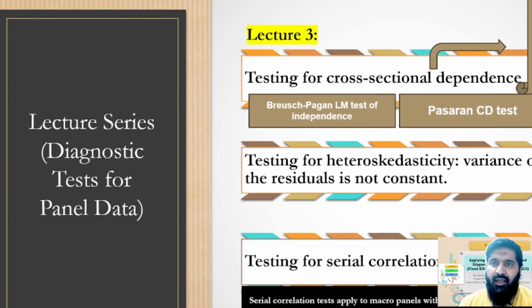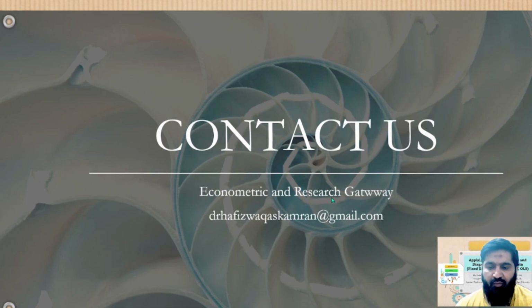So again, I repeat, today we are going to discuss how we can check for cross-sectional dependence. Later on, we'll talk about testing for heteroskedasticity, and then about how we can check for serial correlation using the panel data in Stata 14. So now we have to move on.